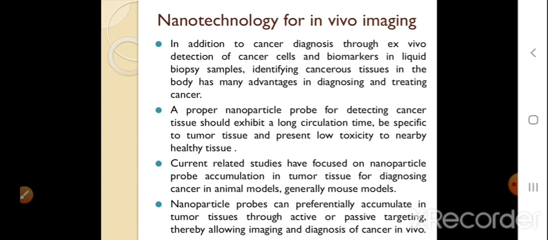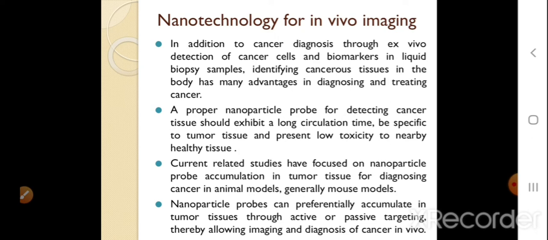So, after the finding of a cancer by means of the biomarkers, the application of nanoparticles can be found in imaging techniques. Apart from diagnosis of cancer through detection of cancer cells and the biomarkers in the liquid biopsy samples, we can use these nanoparticles for identification of the cancerous tissues. So this has a potential advantage over the previous methodology.